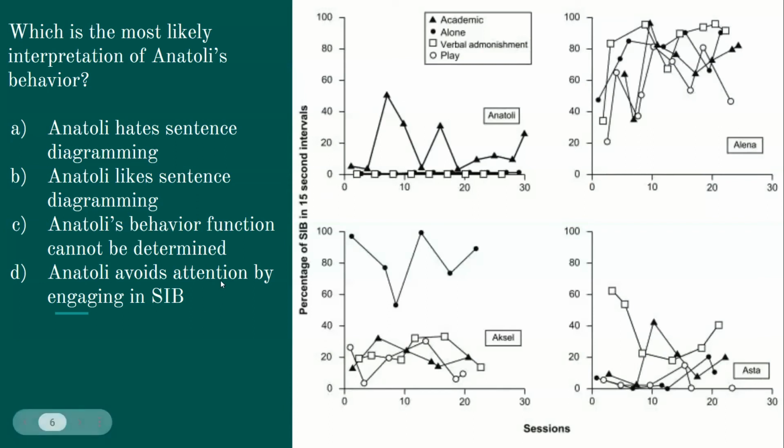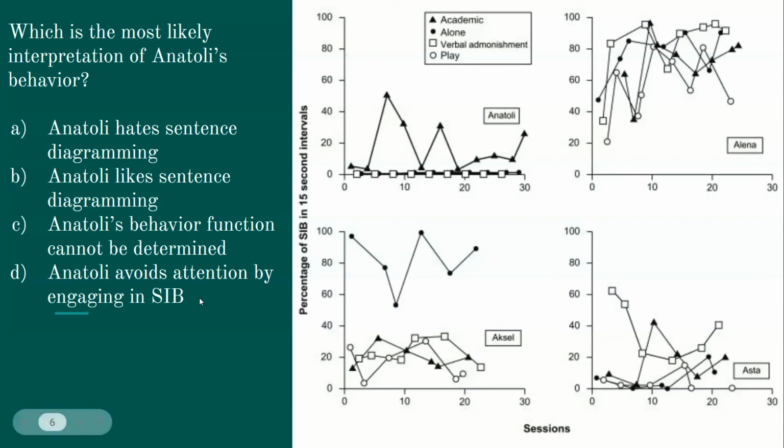Okay. But finally, I think A is the best answer so far. So let's get to D. Anatoli avoids attention by engaging in SIB. That one's tough. And this is why it's tough, because I can imagine it. I want you to do this as much as possible. We do this all the time. What would it look like? Or imagine doing it, or imagine the situation. If you can do that, you can see more clearly what the answer might be.